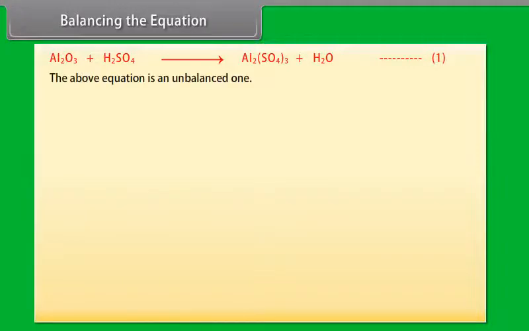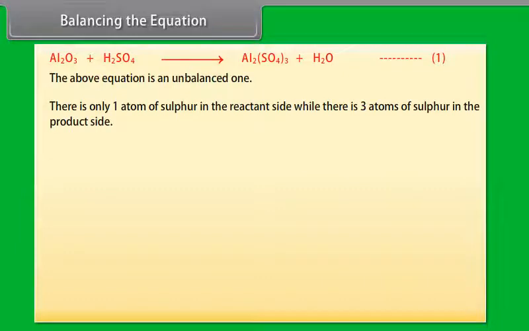The above equation is an unbalanced one. There is only one atom of sulfur on the reactant side, while there are 3 atoms of sulfur on the product side.